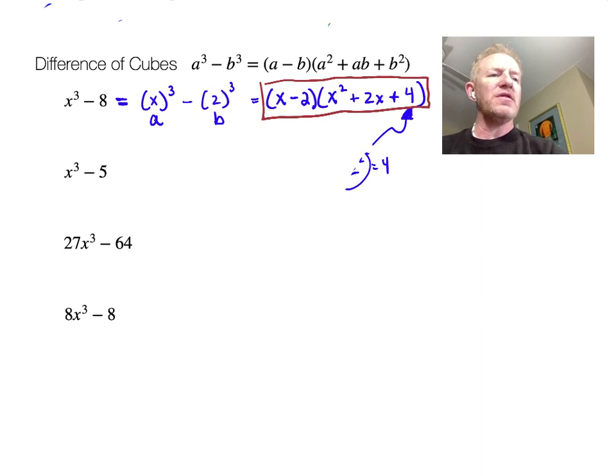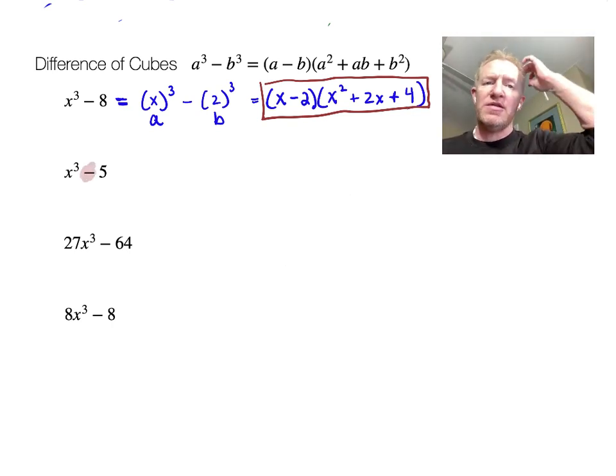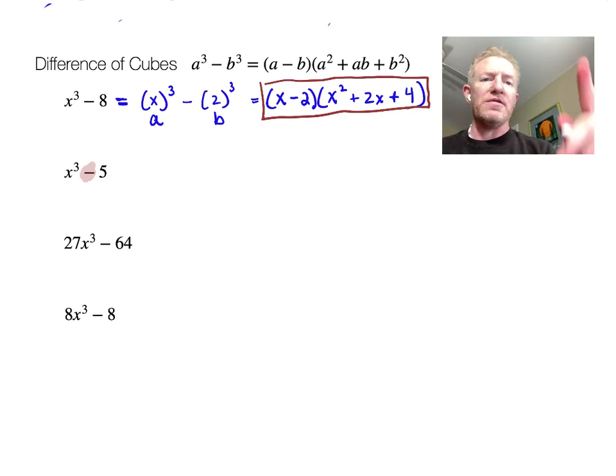Okay, let's look at this next one now. Next one's a little bit tricky, and I'll explain why. We've got a minus sign, so it's a difference. Now, is it a difference of squares or a difference of cubes? Right away, we notice that 3. So if it's anything, it's got to be a difference of cubes.